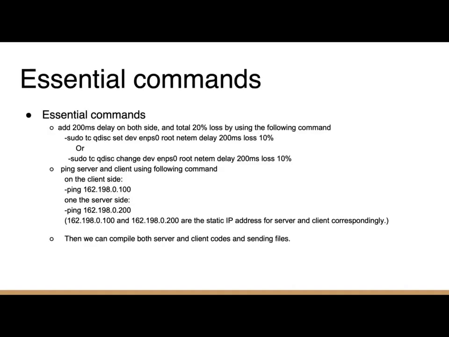There are some essential commands that I want to mention. In order to add the delay and the 20% loss, we can use the following command: sudo tc qdisc set dev emps0. The emps0 is the host name, and then root netem delay and loss. The second important command is the ping command, which we use to ping the server and client together. As you can see here, these two IP addresses are the static IP addresses for the server and client accordingly.